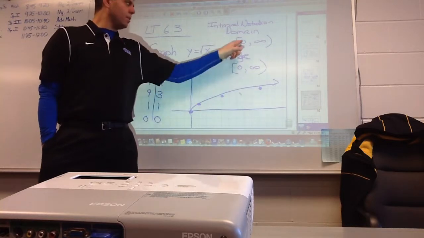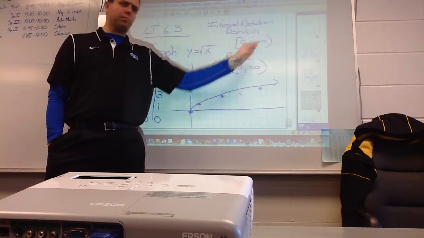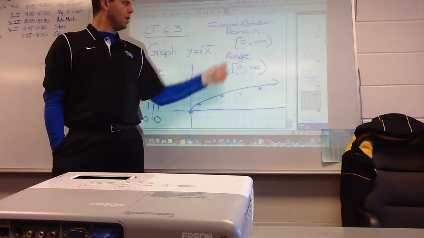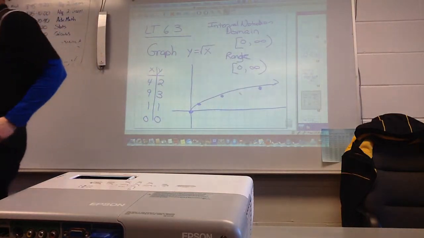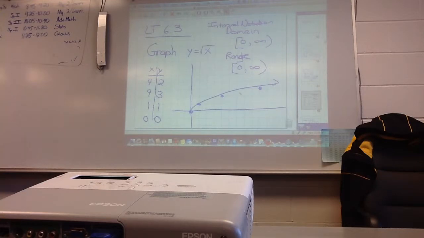From here to here, from small to big. So the domain of this function is 0 to infinity. The range in this case happens to be the same thing.